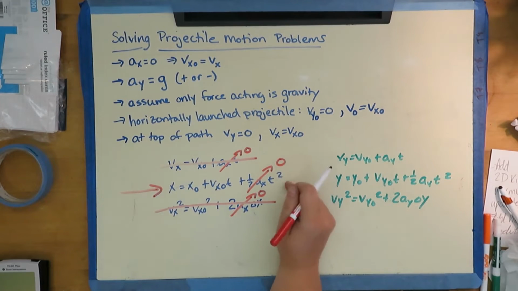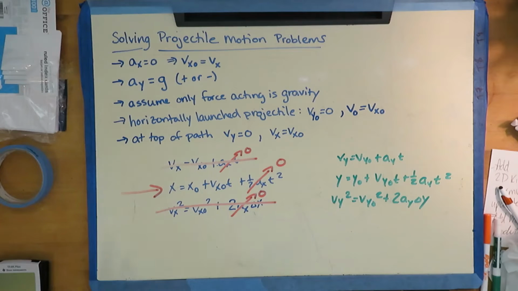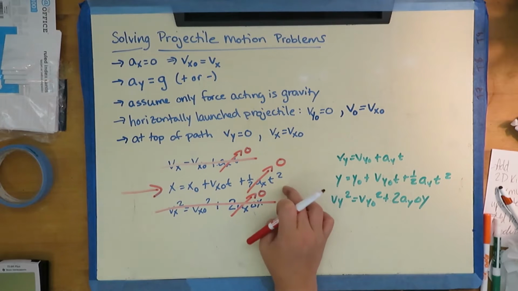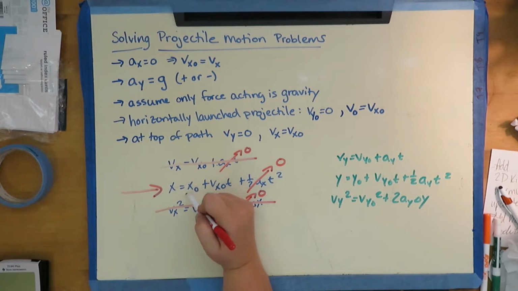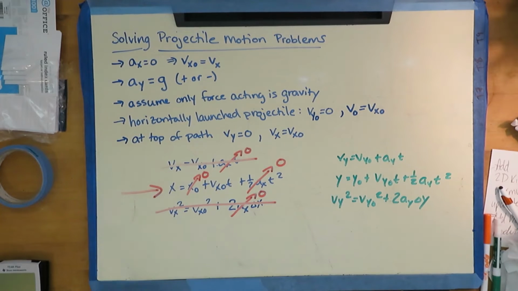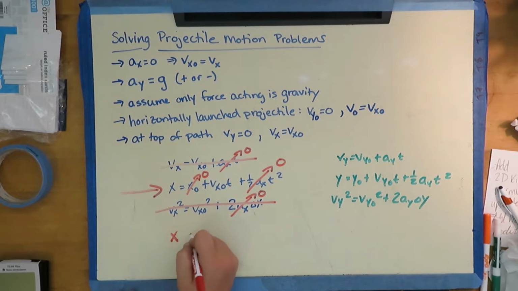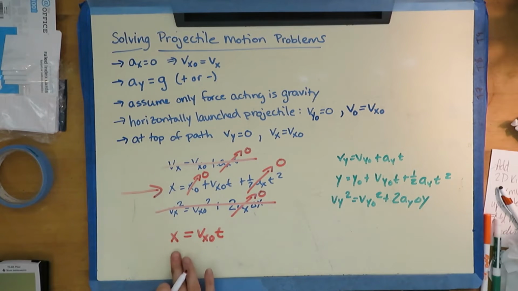Subbing in and recognizing that your horizontal acceleration equals 0 is often a point on AP free response questions. So you always want to start with this fundamental equation as it is written and then go through and sub things in. Like, for example, my initial position is usually 0 as well. So this really just simplifies into x equals vx0t.